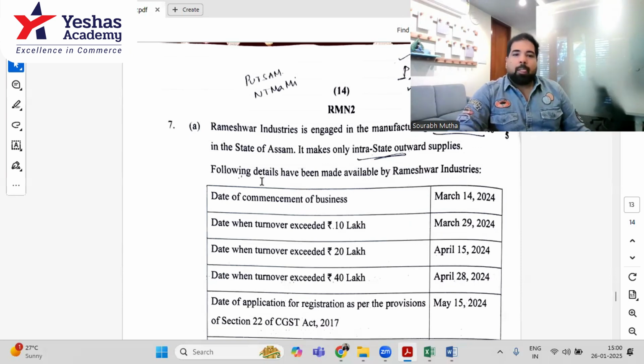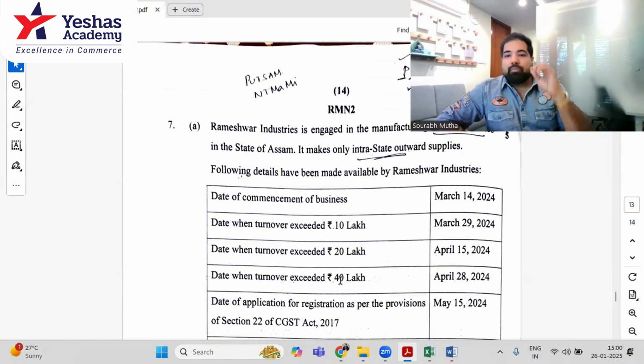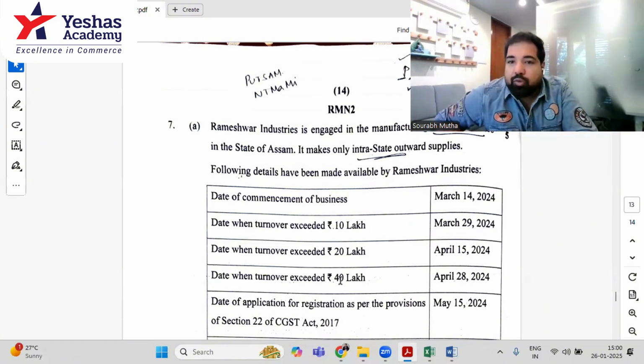Let's check. Date of commencement, commenced business on March 14th. Turnover exceeded 10 lakh, 20 lakh, 40 lakh. Now, when does it become liable? Let's check. If you remember, there are 3 steps to check the liability. First, you get the 40 lakh limit if you fulfill the shortcut of PIGS.